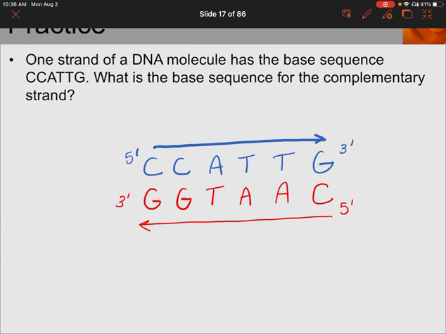Okay, so next time we're going to talk more about the process of forming a protein, starting with DNA, going to RNA, and then finally our protein.